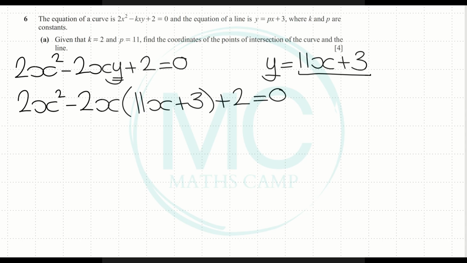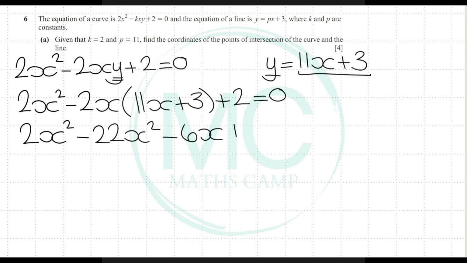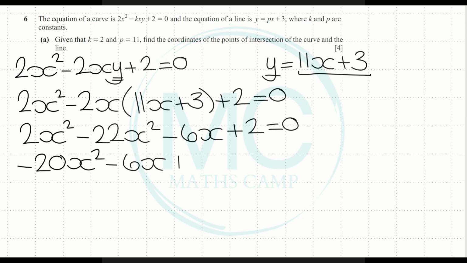And now we can expand the bracket. You have 2x squared, negative 2x multiplied by 11x gives us negative 22x squared. Negative 2x multiplied by 3 gives us negative 6x. Then we have plus 2 is equal to 0. Now we have two x squared terms, so let's add like terms. 2 minus 22 gives us negative 20. It becomes negative 20x squared. Then we have minus 6x plus 2 is equal to 0.